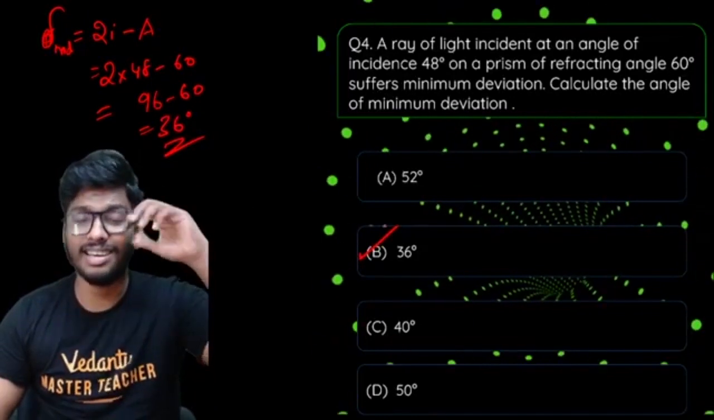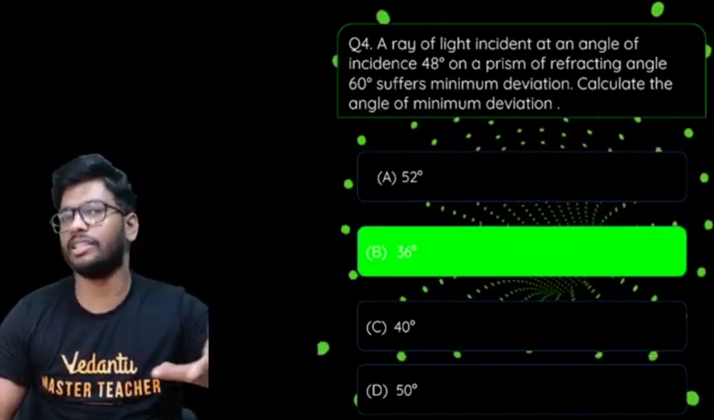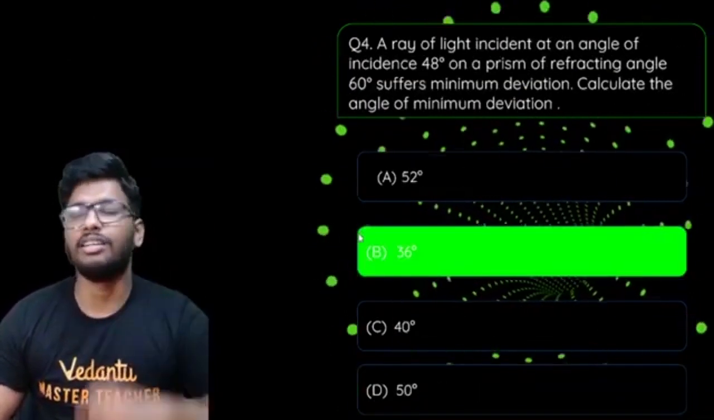I hope you guys understood this. It's a very simple question. 2i minus A, that is delta, that is minimum deviation. MD is nothing but minimum deviation. You'll get the answer as 36 degrees.